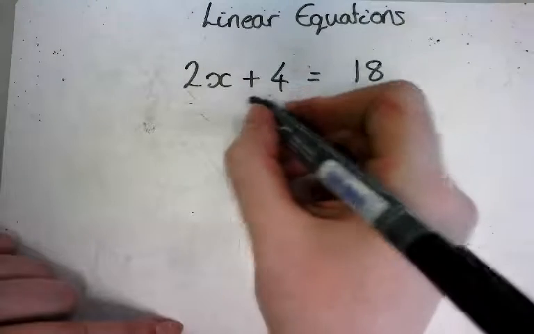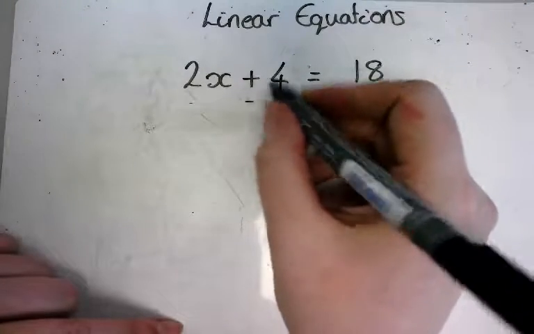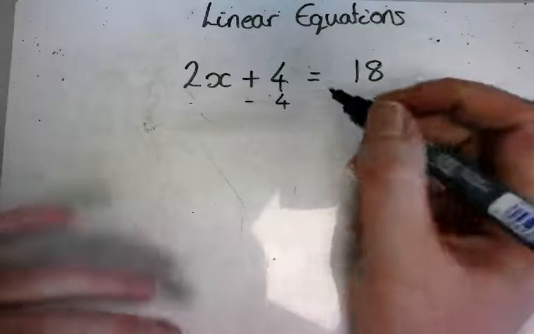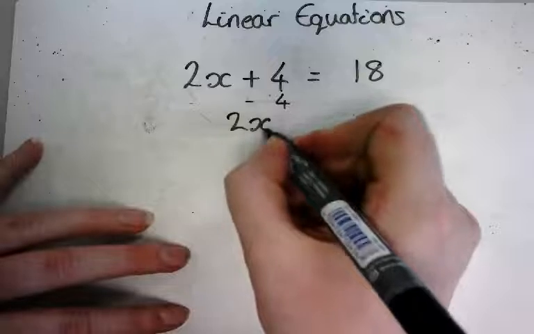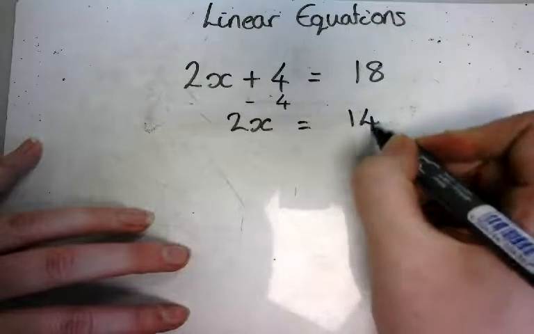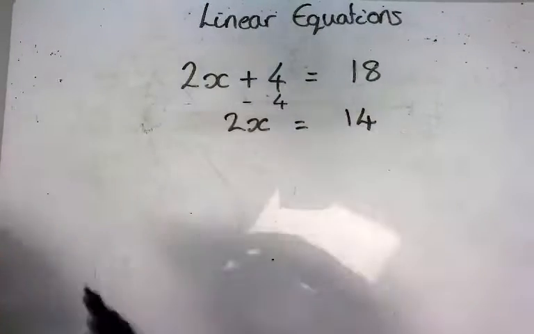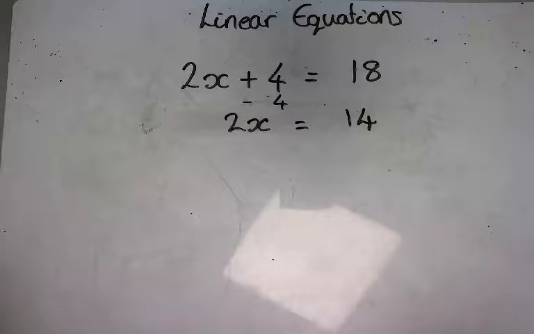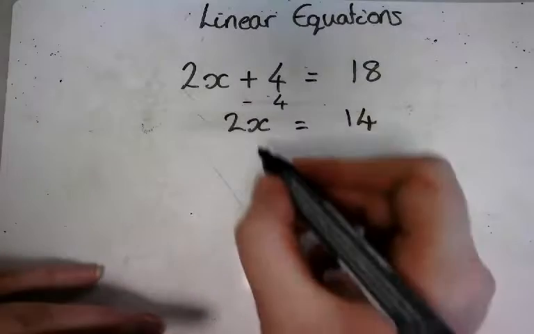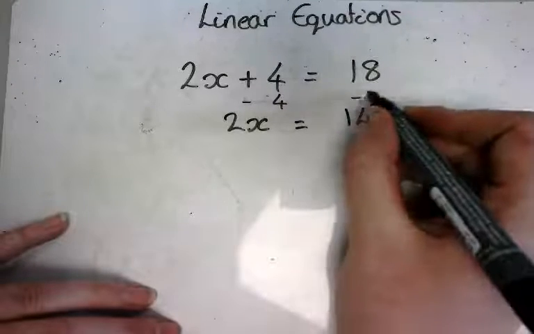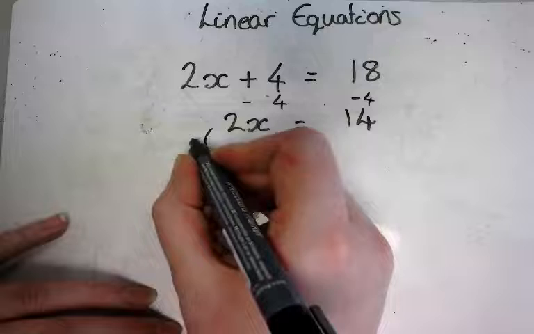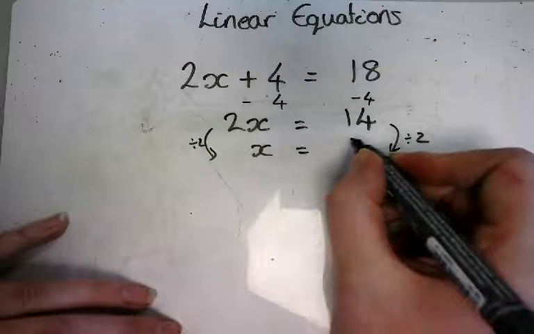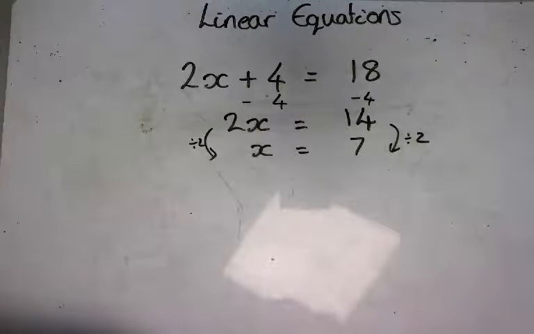So if we take away 4 from both sides, they're going to cancel out. If we add 4 to something, then take it straight off, that gets rid of it. So then we'd be left with 2x is equal to 14. And then from there we can do the opposite of multiplying by 2, because remember 2x means 2 times x. The inverse of multiplying by 2 is dividing by 2. So we can then divide by 2 here. Okay, so we get that x is equal to 7. So remember, it's all about doing the inverses.